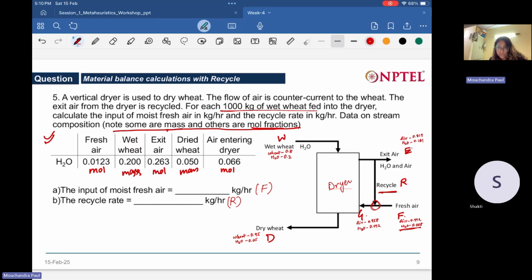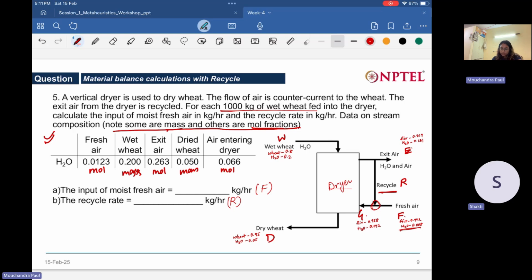There is also no information about the recycle percent or the exit air, something like that. If we don't know that, then we cannot solve this question ahead.